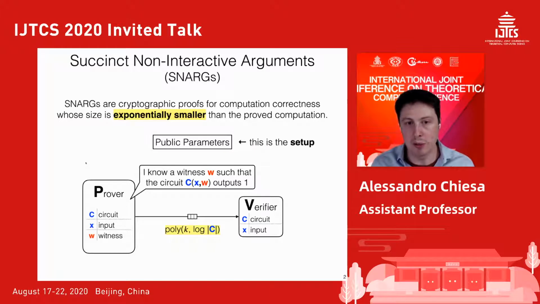Often you will see SNARGs discussed together with the notion of public parameters, also known as a setup. This is an important distinguishing feature between different SNARG constructions. I will not focus on this much today, so this will kind of disappear and will not be concerning us throughout most of this talk, though be mindful that this is there. All right, so that is a SNARG, just mostly as a recall for you.